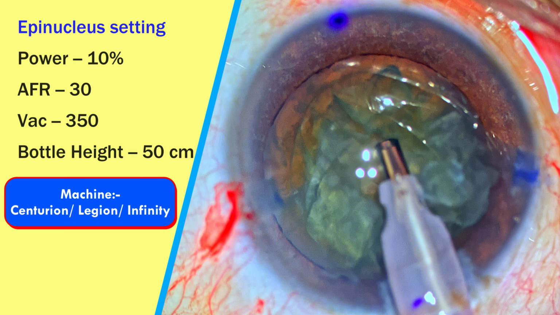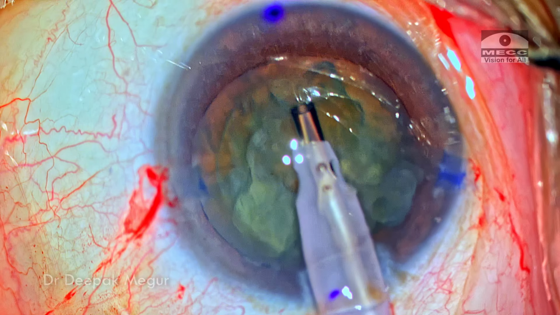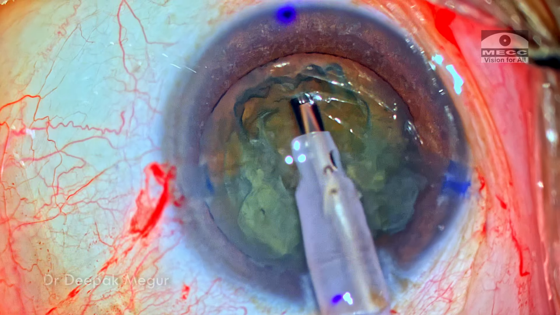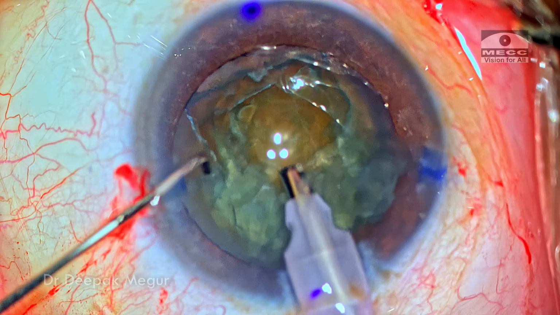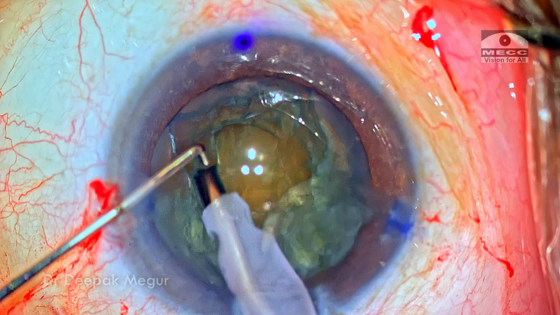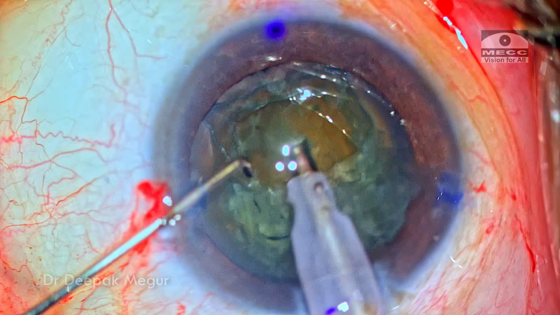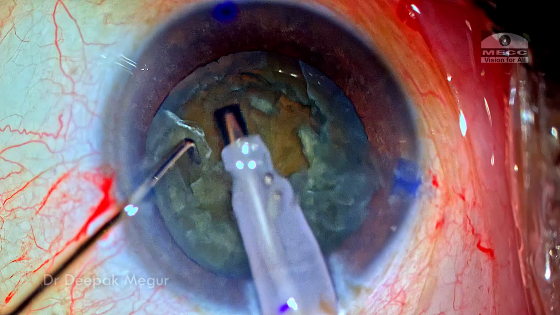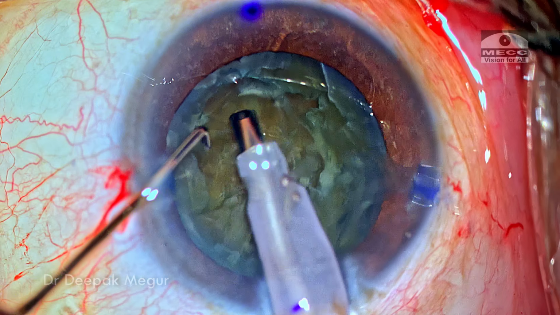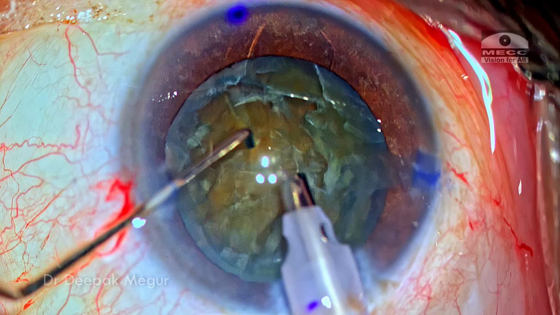So these are the settings, and I begin with my epinucleus settings just to remove all the superficial epinucleus and cortex. The second instrument, I've swapped the iris spatula with the Sinskey hook. And once the superficial epinucleus is removed, now is the time to deal with the nucleus.